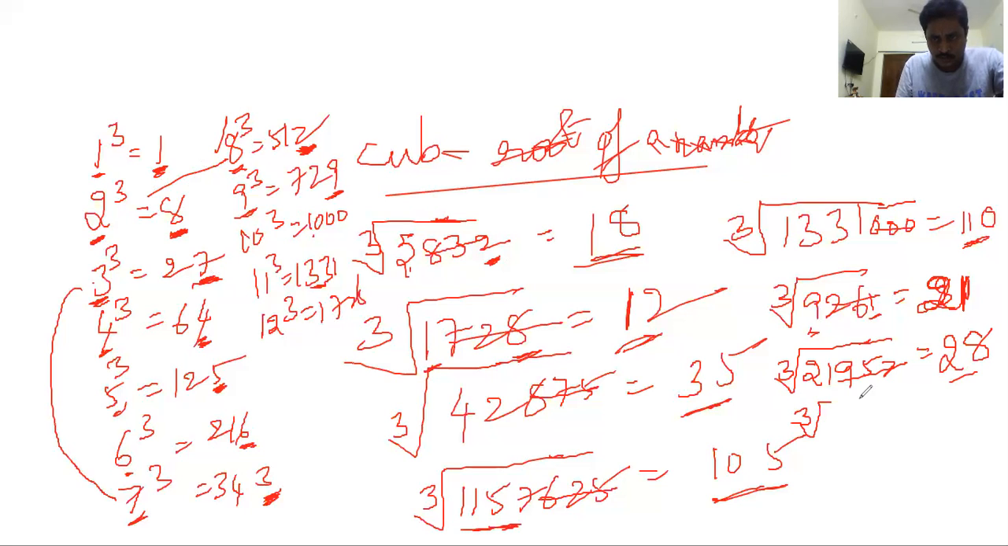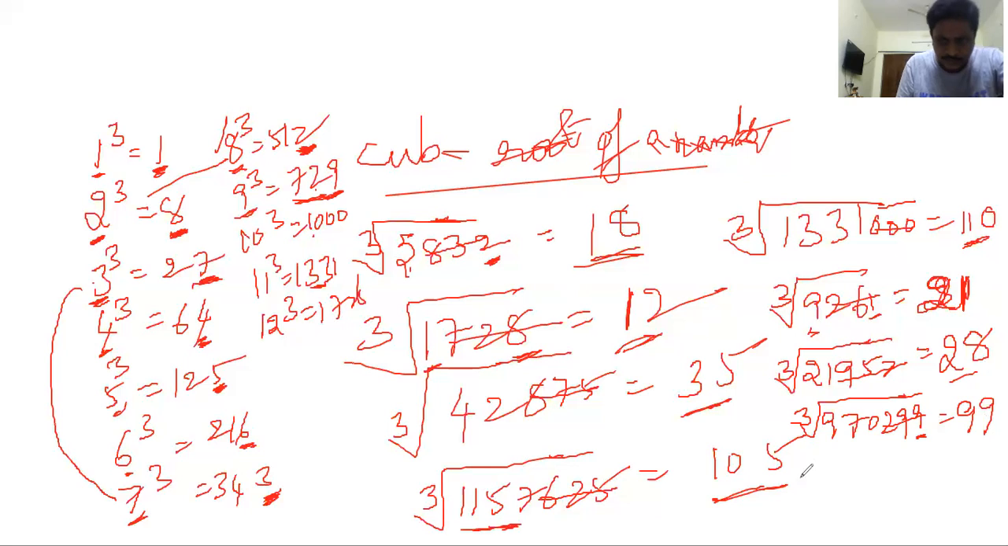Cube root of 970299. Last digit 9 means we get 9. Remove the last 3 digits, leaving 970. The nearest and lesser cube is 729, which is 9 cube. So the cube root is 99.